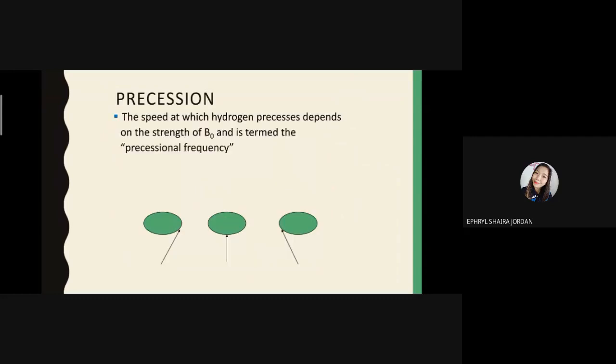Okay. The speed at which hydrogen precesses depends on the strength of the magnetic field, and this is termed as precessional frequency. If the spinning itself is called precession, the speed at which hydrogen precesses is termed as the precessional frequency. The precessional paths of the individual hydrogen nuclei are random or out of phase. Hindi siya sabay-sabay umiikot ang hydrogen protons. So it is usually random, or also known as out of phase.